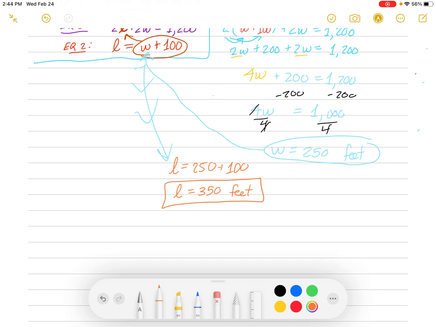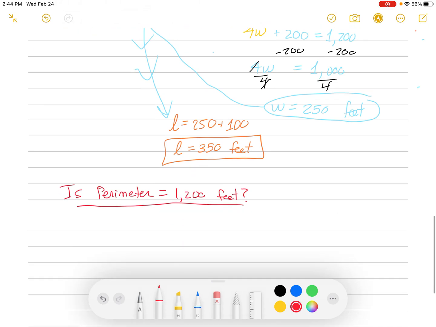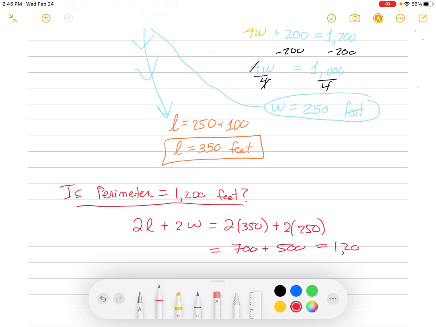Is the perimeter 1200? Let's see, the perimeter. Let's just check this. Is perimeter equal to 1200 feet? Remember the formula for perimeter, it's 2 times L plus 2 times W. Let's see if this equals 1200. So we're going to have 2 times 350 plus 2 times 250. It's going to be 700 plus 500. That's equal to 1200. Yeah, so it checks out.